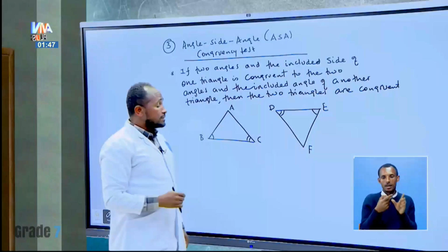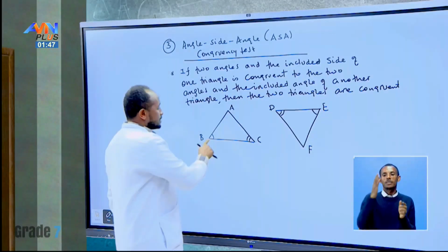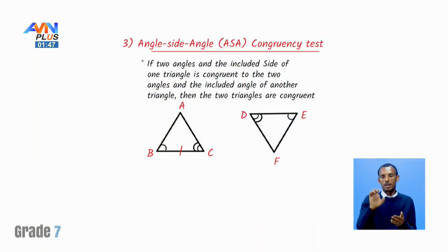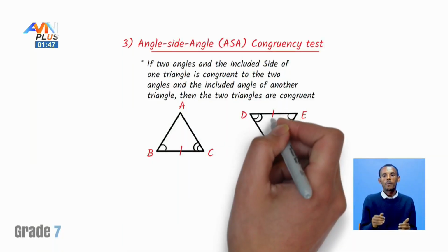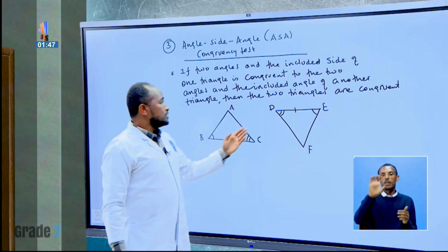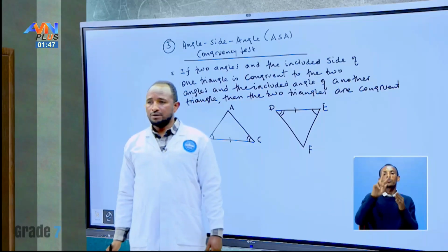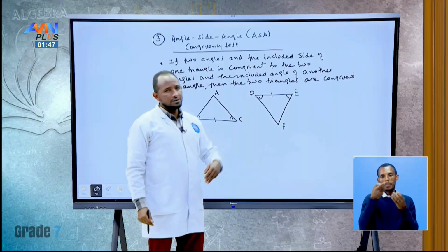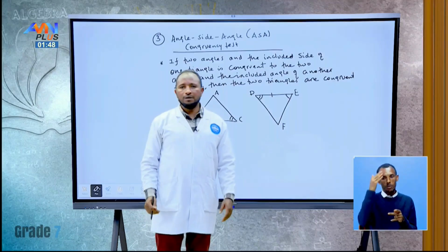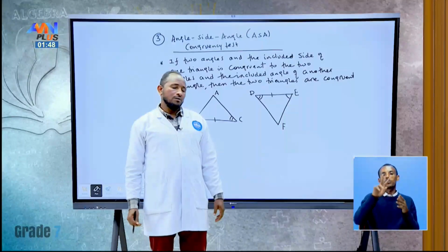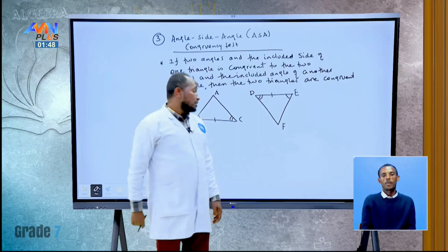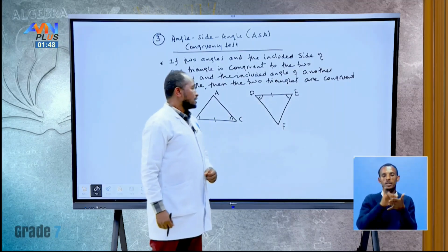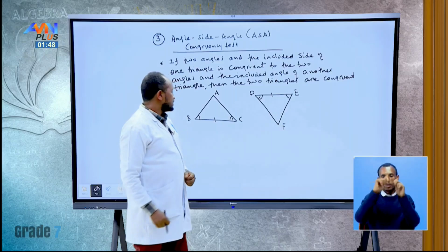And the included side means it is the side between the angles. So if this side is congruent to this one, then these two triangles are congruent. No need of checking the other parts. If you know these three parts, the two triangles are exactly a copy of one another. Okay, so in what order do these two triangles fit one another? Let's write the order.